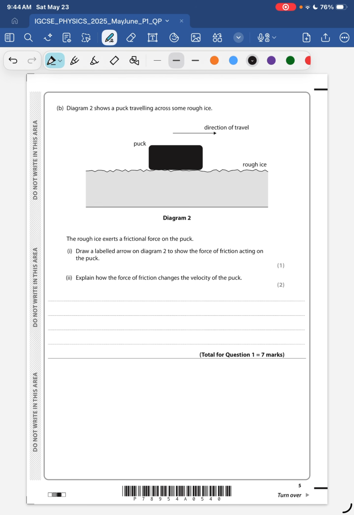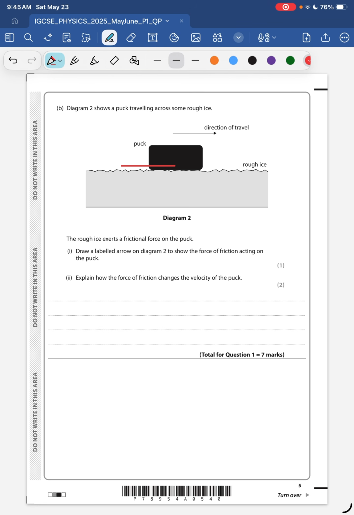Let's move to part B. Diagram 2 shows a puck traveling across some rough ice, and the direction of travel is to the right. The rough ice exerts a frictional force on the puck. Draw a labeled arrow on diagram 2 to show the force of friction acting on the puck. So frictional forces resist motion. Let's use pink to denote the frictional force. Frictional forces always act in the opposite direction of the motion, of the velocity. So the frictional force here is this one.